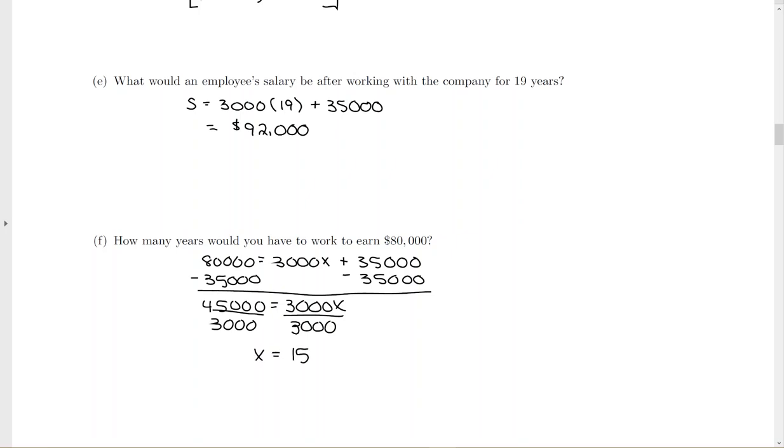And now you have to put a unit label on it. Notice I put the dollar symbol on for letter E because we were looking for a salary. So for this one, we're looking for how many years. So make sure that you also write in the unit label, 15 years.